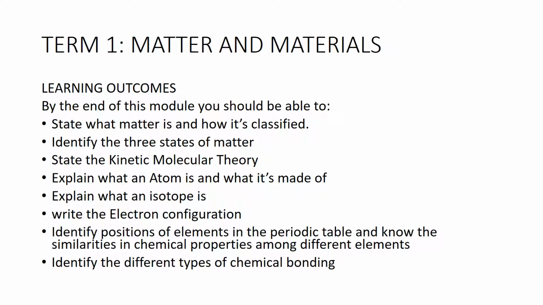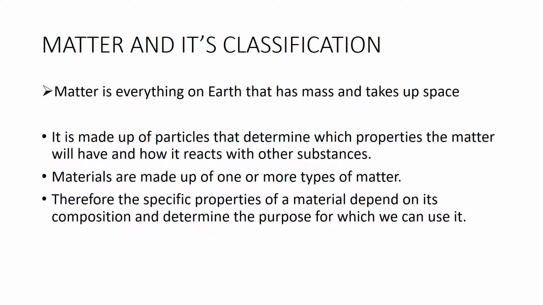So by the end of Term 1, you should be able to state what matter is and how it is classified, identify the three states of matter, state the kinetic molecular theory, explain what an atom is and what it is made of, explain what an isotope is, write the electron configuration, identify positions of elements in the periodic table and know the similarities in chemical properties among different elements. Identify the different types of chemical bonding. So don't worry, by the end of Term 1, you will be able to do all these things.